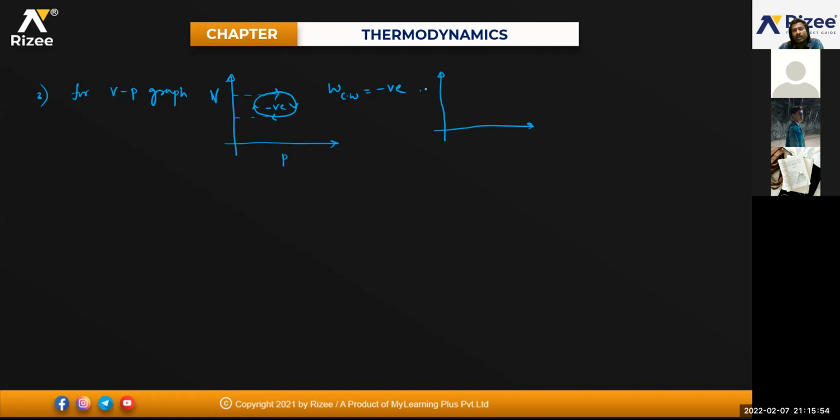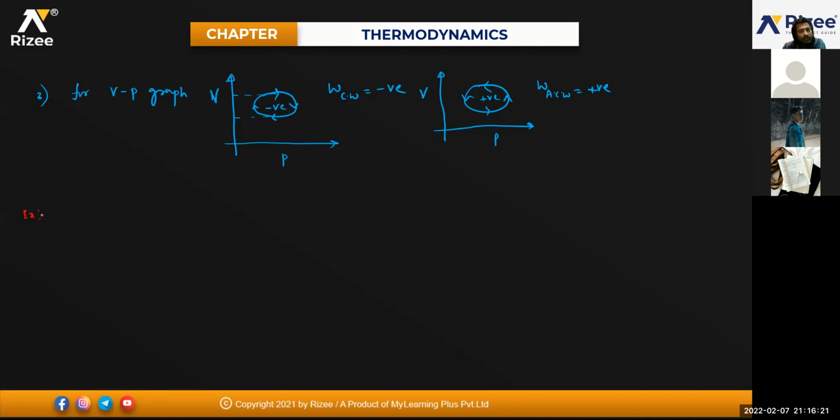This one is VP, and this one is also a closed cyclic process. Right now, this one is in which direction? Anti-clockwise. So in anti-clockwise, it will be positive. So work done in the anti-clockwise direction will be positive, just opposite to the PV graph. Clear? Yes, sir, clear, sir. Sure.